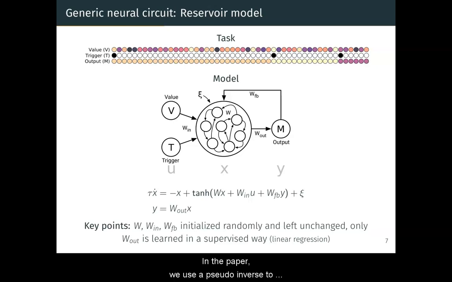Only a linear regression can be used to train. In the paper, we use a pseudo-inverse to perform the linear regression, but we also have tried online ridge regression with the FORCE algorithm, and the results remain the same. In our model, as information needs to be maintained for a long time in the output, we also consider feedback connection from the output layer to the recurrent layer, and these connections are also not trained.